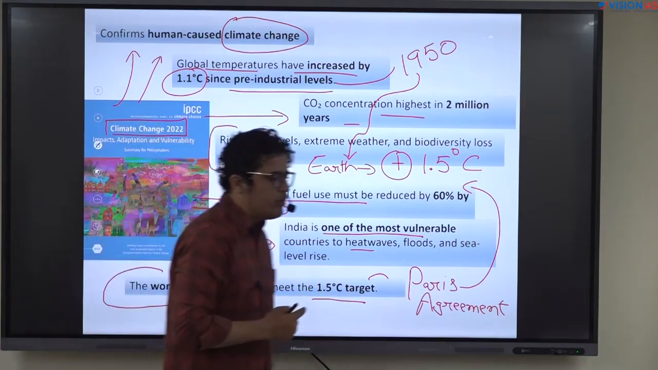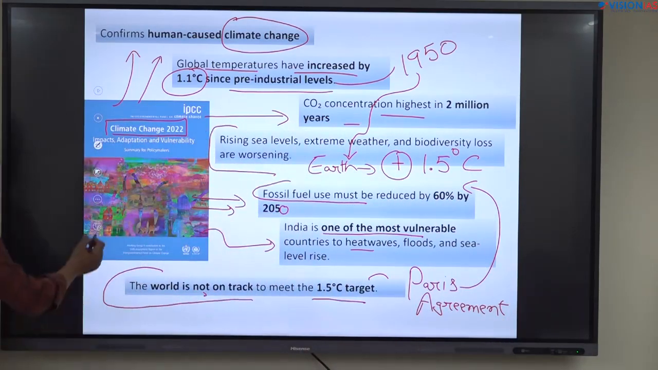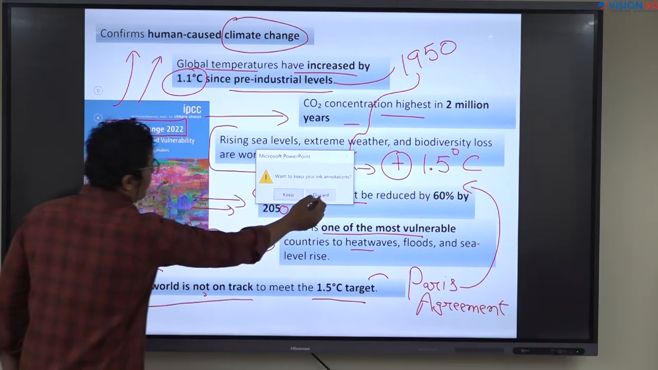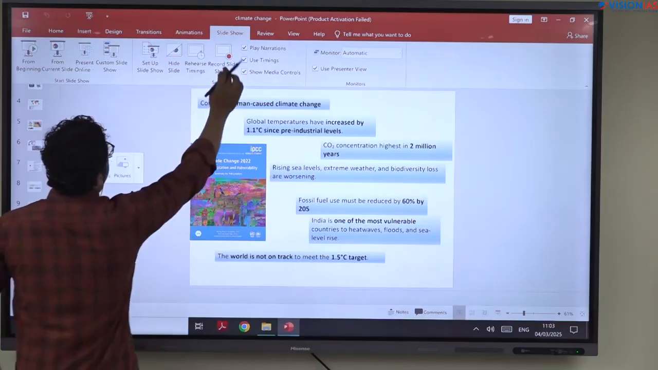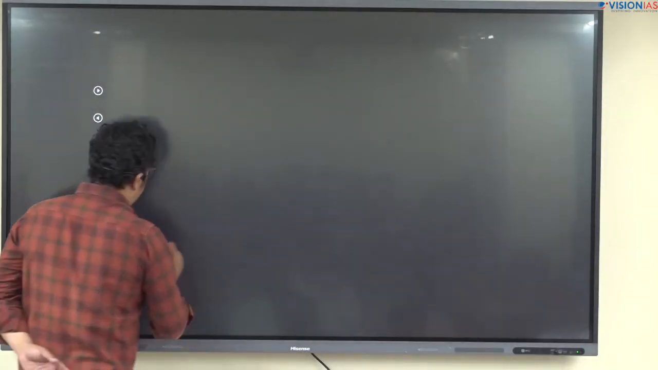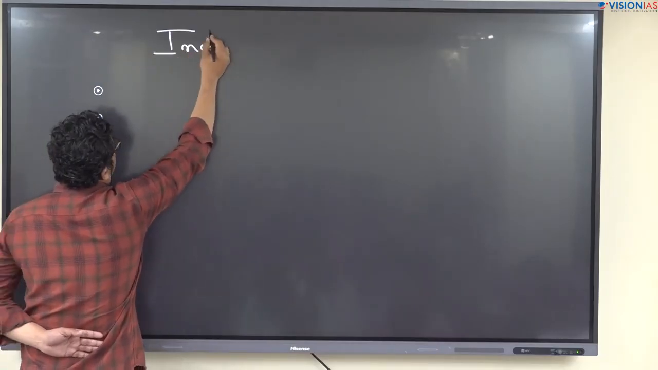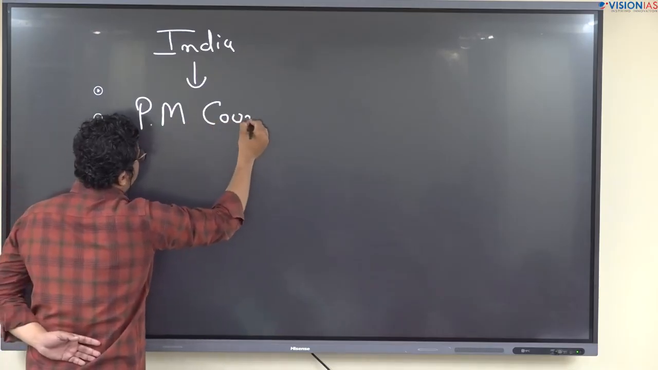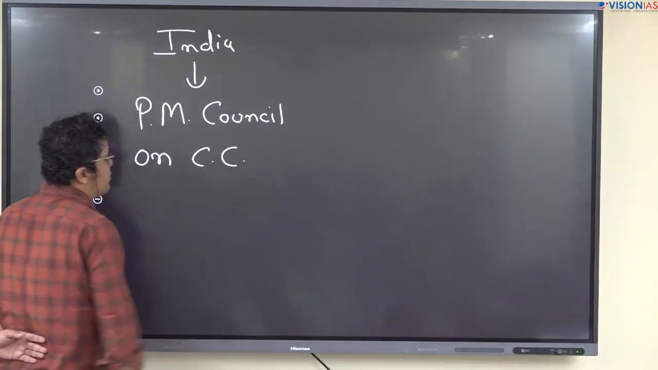Coming back to this. This is what we have discussed about IPCC. So the next topic is about India. We will talk about India's organizations. What organizations are there in India? The very first organization that we will discuss is the Prime Minister Council on Climate Change.